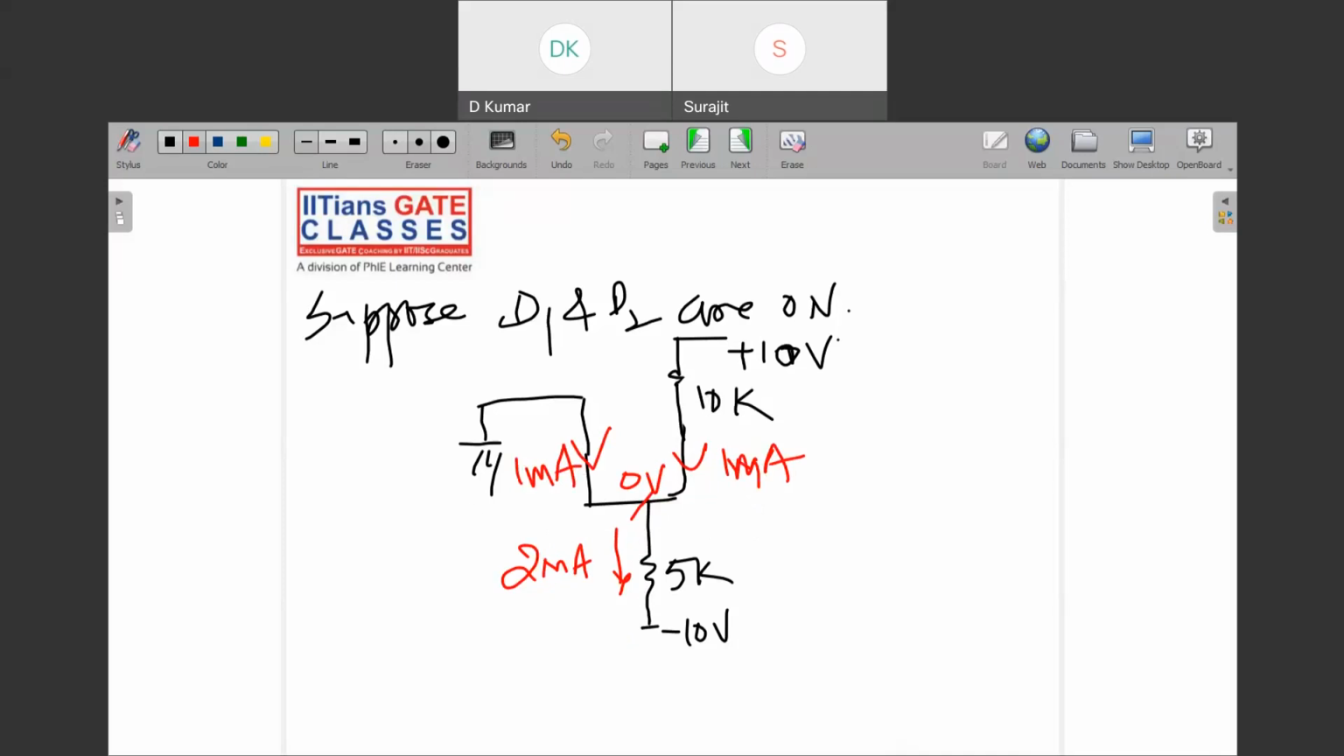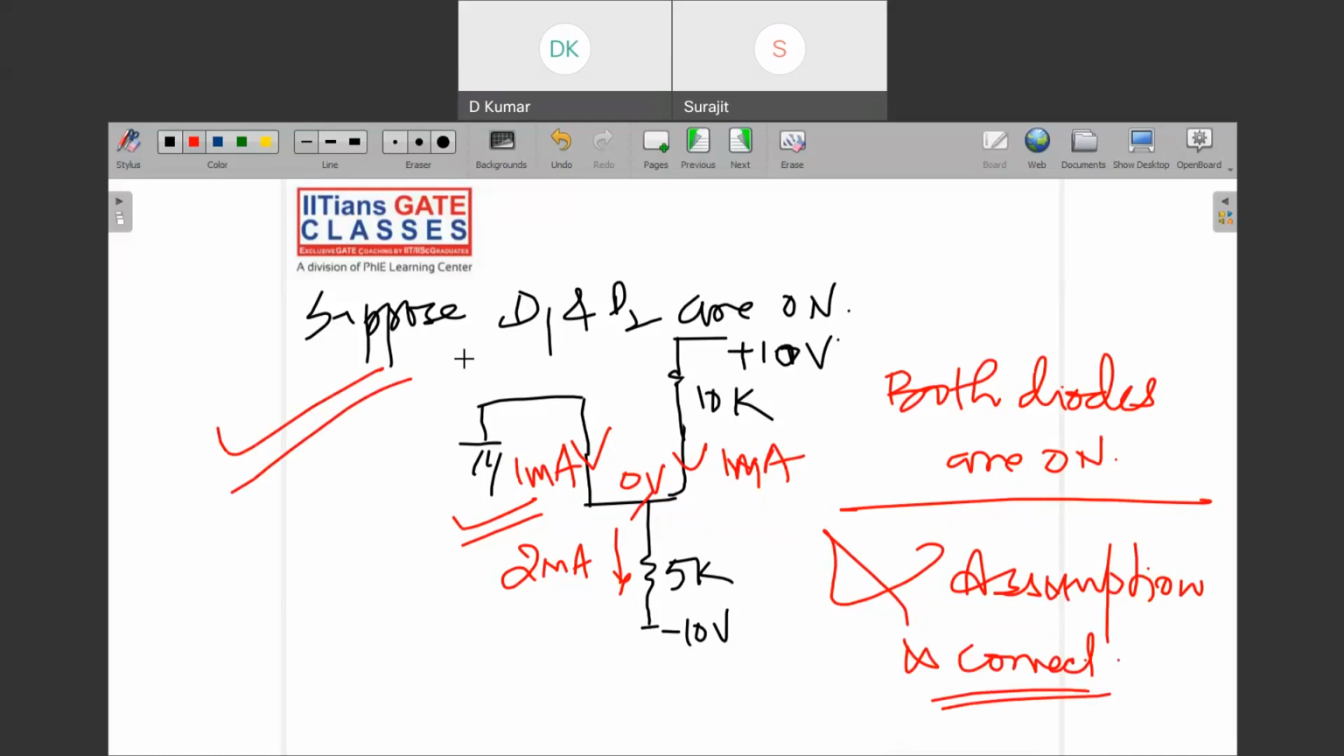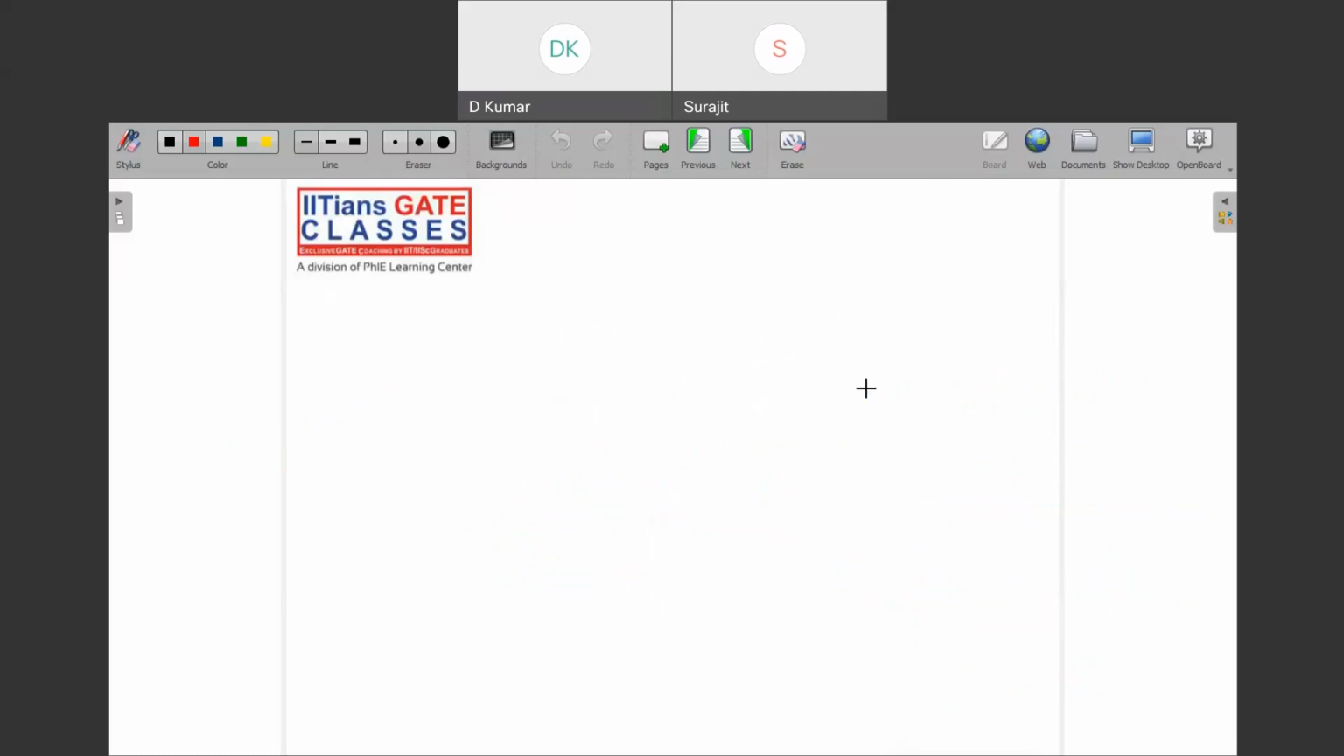So you can see that both diodes are on this time. Understand? Both diodes are on, and the assumption is correct, right? It's correct. Okay. Understood, Surajit, till here? Yes, sir. Great. So catch up the way I solve the question, that's it. And nothing is new here. Already you know everything, right?